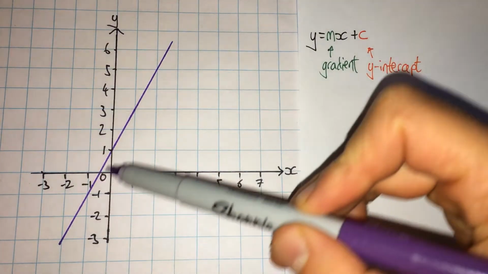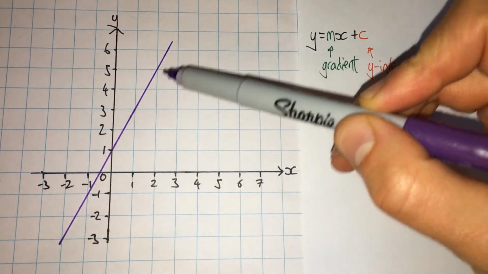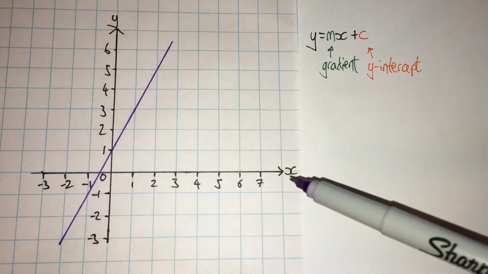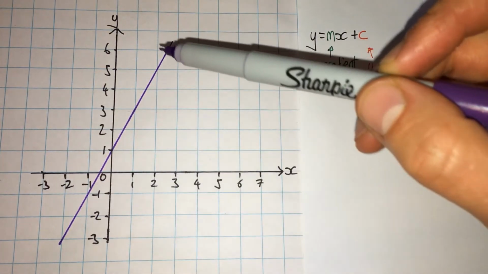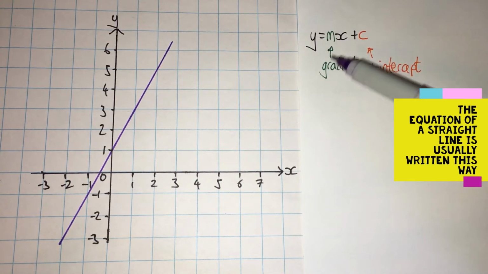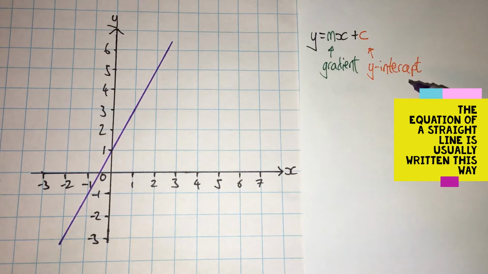Here I've drawn a straight line in purple pen, and I want to find the equation of this straight line. It's drawn on a set of axes where x is across and y is up. Over here we have the general form of an equation of a straight line, where m represents the gradient of that line and c represents the y-intercept.